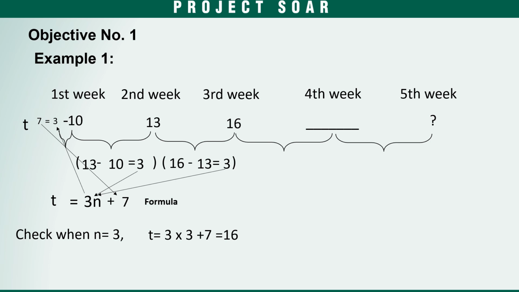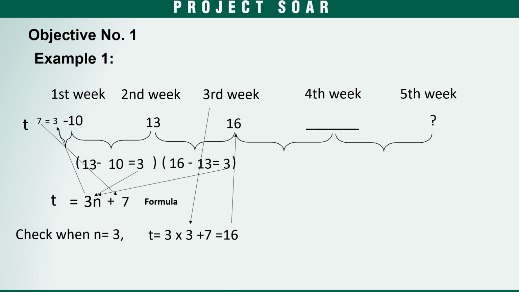So, as I've said, the n is the number of weeks. So, we need to find the 3rd week if our formula is correct. n is equal to 3. Let's take the common difference and multiply by the number of weeks, which is times 3, and add 7. So, T is equal to 3 times 3 plus 7. And the answer is 16.